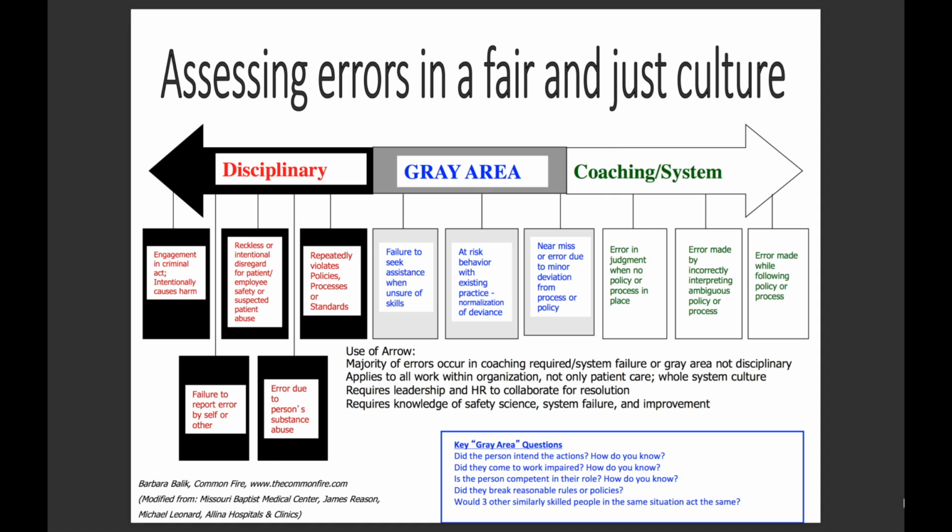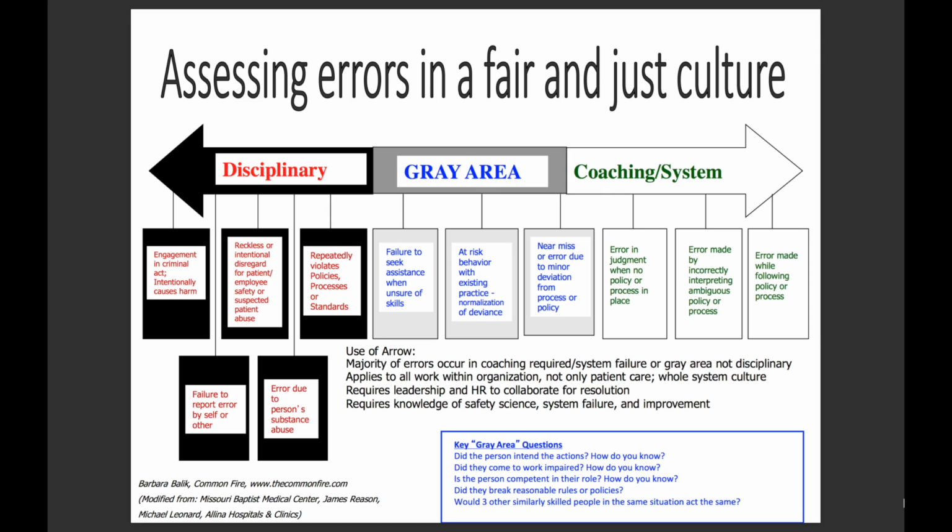Failure to report an error by self or others might be deviant enough, you know, as a serious event it didn't report, to be disciplinary action, or error during a substance abuse. On the far right is judgment errors when there's no policy, an error made by incorrect interpretation of the policy, or an error made while following the policy or processes, but the policy or processes are difficult to understand.